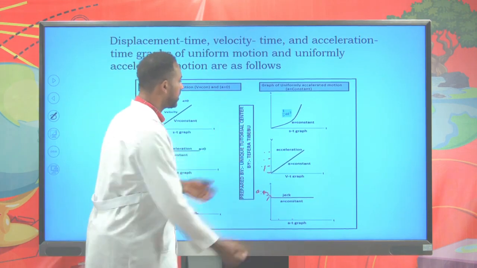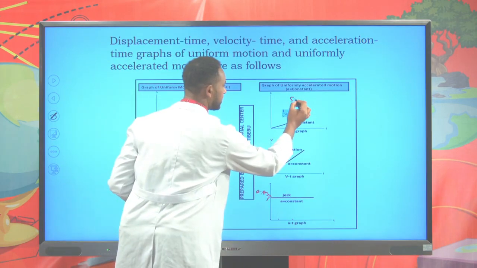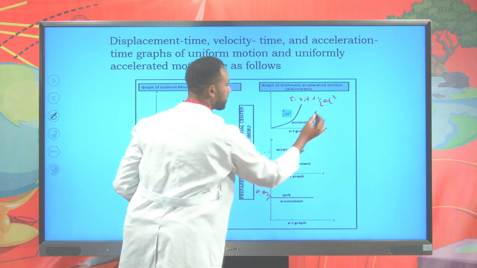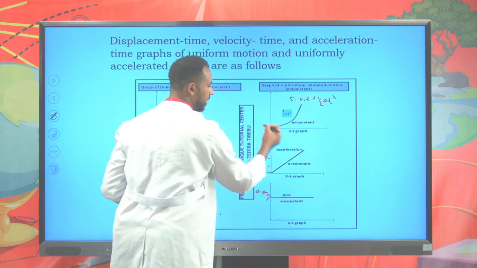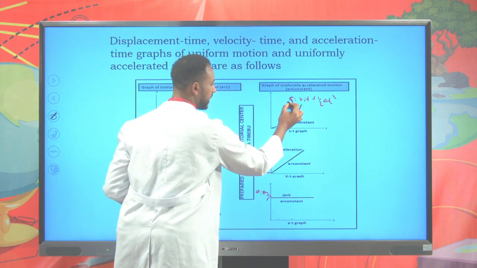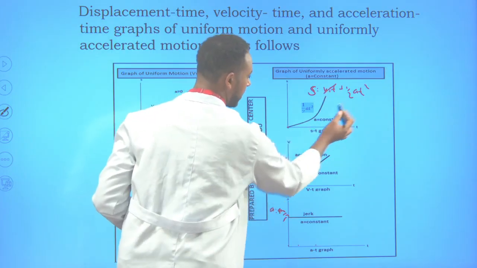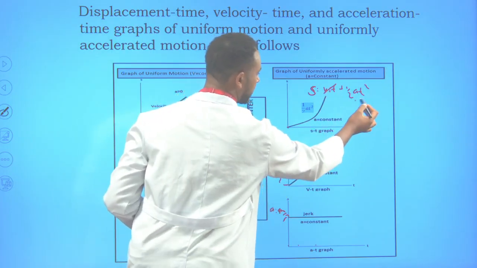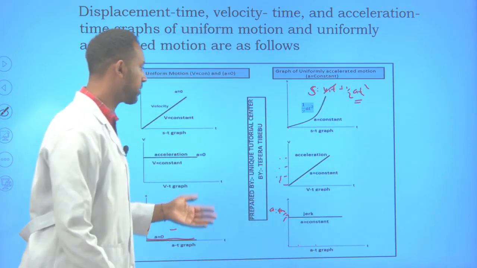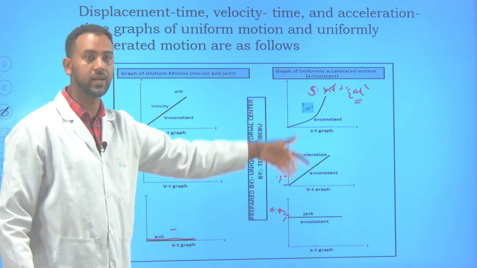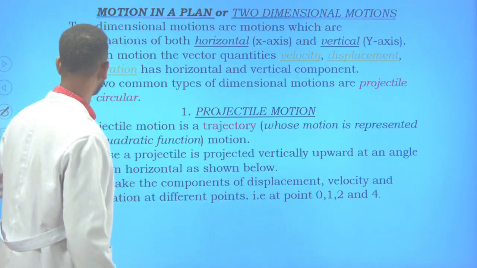The same is true here. We have displacement s equals initial velocity times t plus half a t squared. We have a parabolic relation on displacement s. If the initial velocity is 0, you can put 0 here, leaving 1 over 2 a t squared. It shows you a parabolic relation. So this is true for a uniform motion, and this is true for a uniformly accelerating motion.